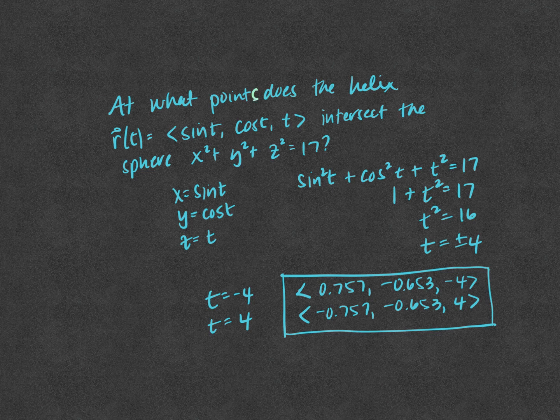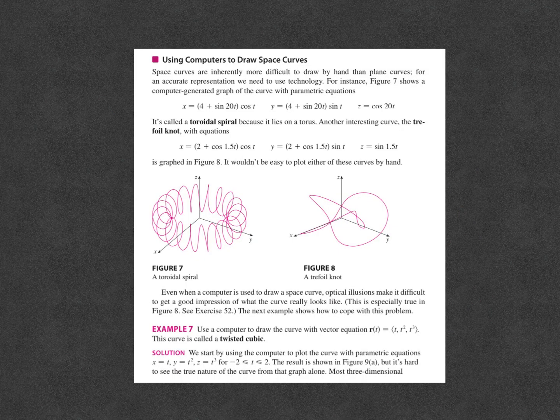But if you think about a sphere, it's a nice 3D circle, so the helix is going to cross it probably more than once. Definitely more than once. We have the points of intersection. So let's look at one more thing before we wrap up this lesson: using computers to draw space curves.